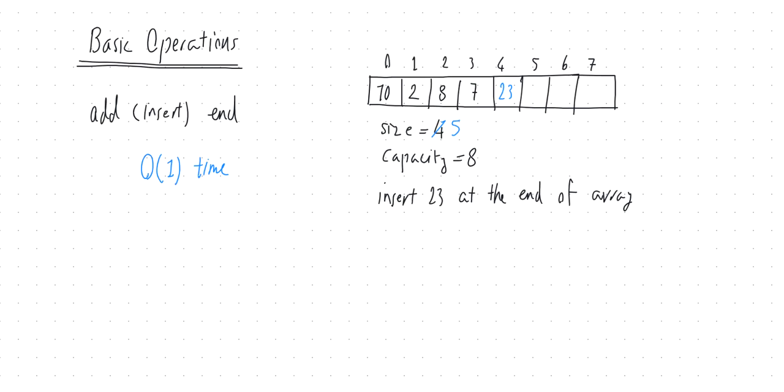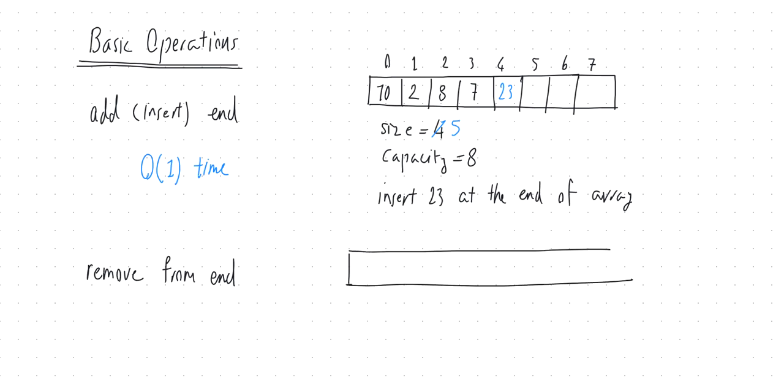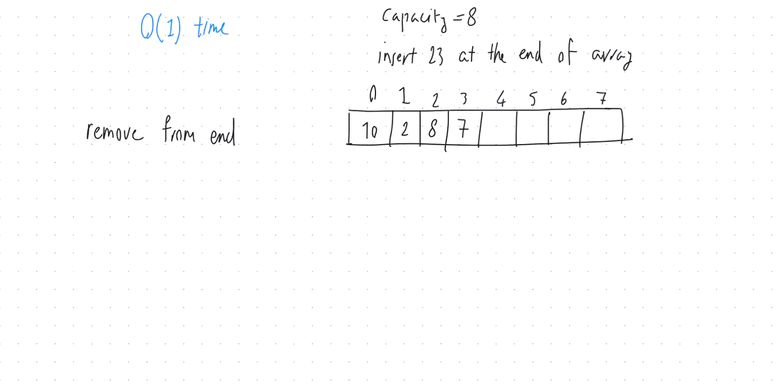Okay, so that was the first operation. The second one, the opposite, remove from the end. Let's say again, we have an array with capacity 8, indices 0, 1, 2, 3, 4, 5, 6, 7. And we have some elements here, let's repeat those: 10, 2, 8, 7. And size is 4. Capacity is 8. And I want to remove the last element from my data structure, right? So I don't need the 7 anymore. I want to throw it away.